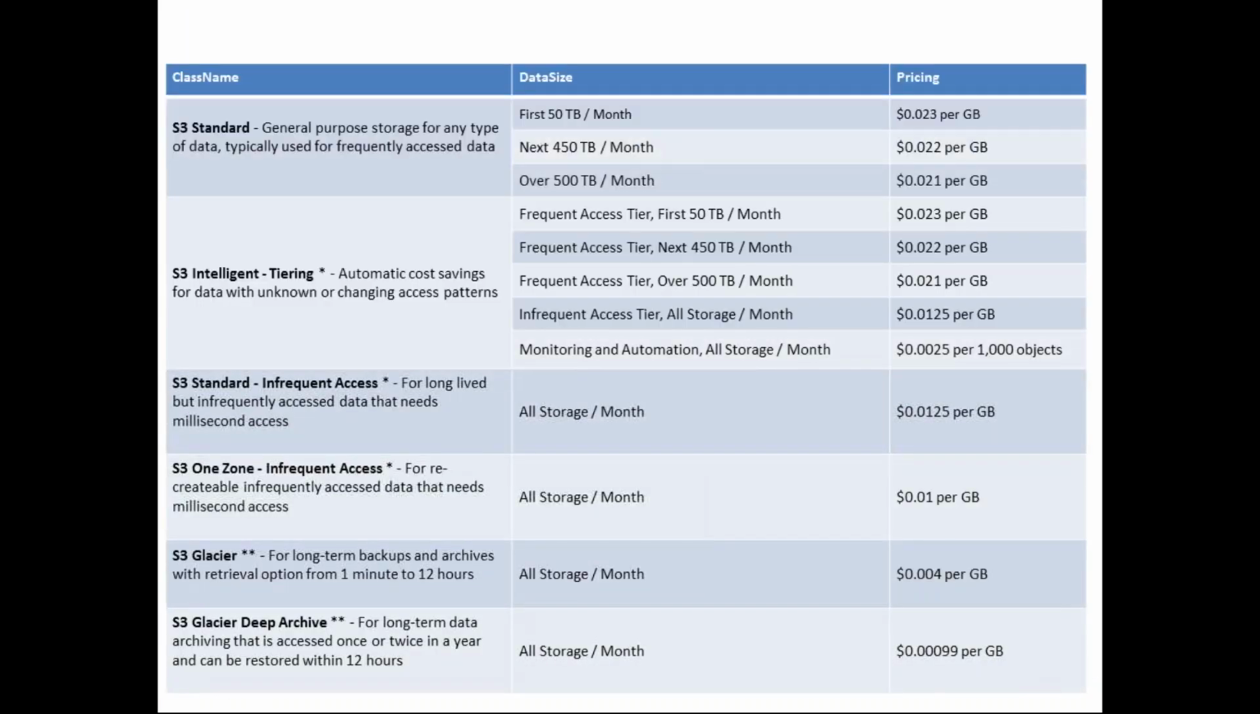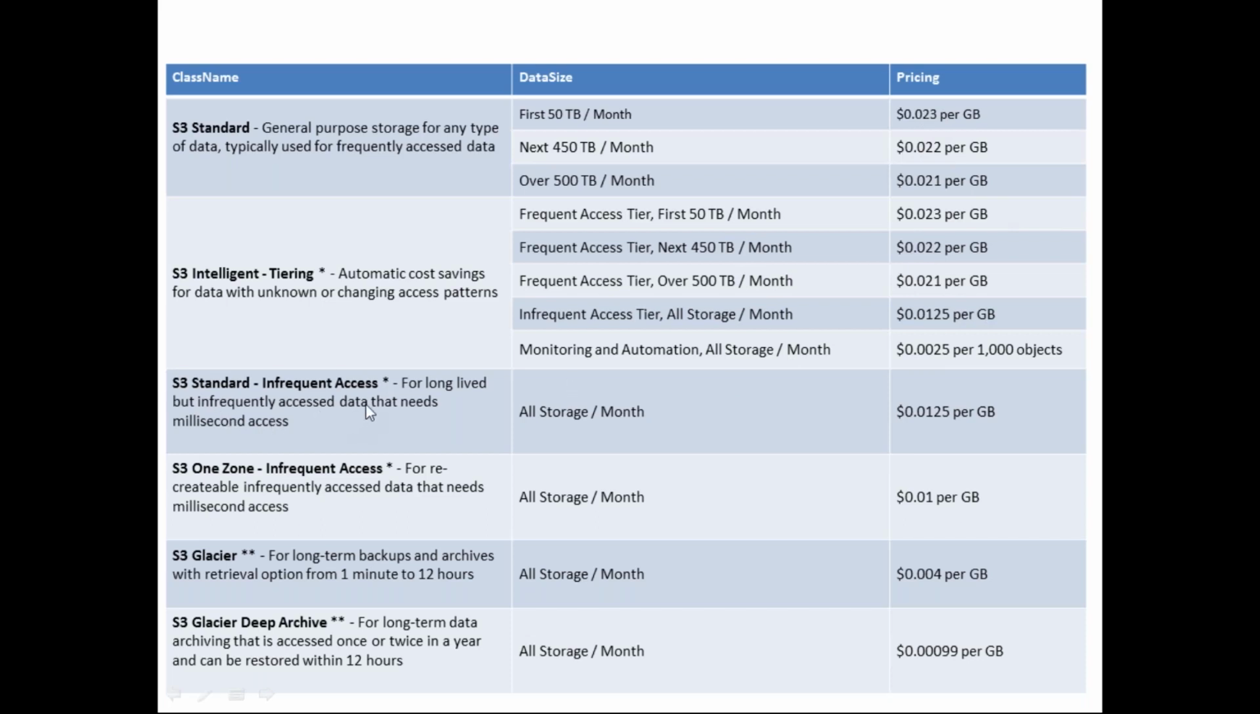If you come here, you can see that with S3 Standard, for the first 50 terabytes per month you are going to pay $0.023. Next, for the next 450 terabytes per month, it will be a lower cost. As your data size increases, the cost decreases. Now compare with Intelligent Tiering, which uses machine learning, as I explained. For the first 50 terabytes per month it uses the same cost as here.